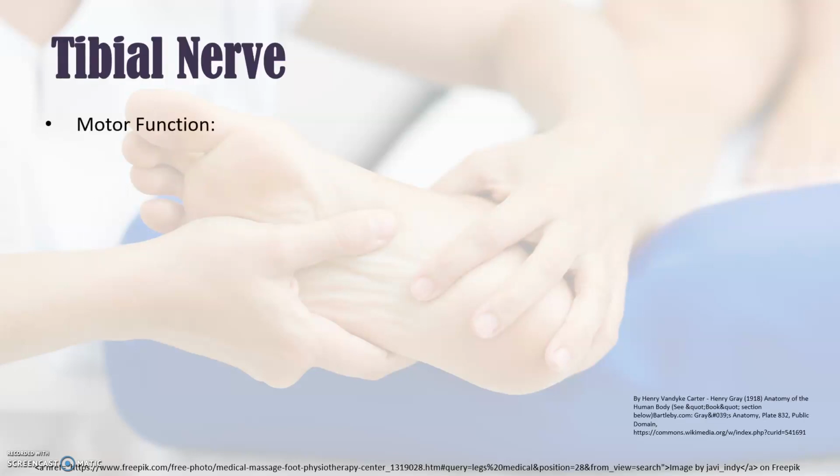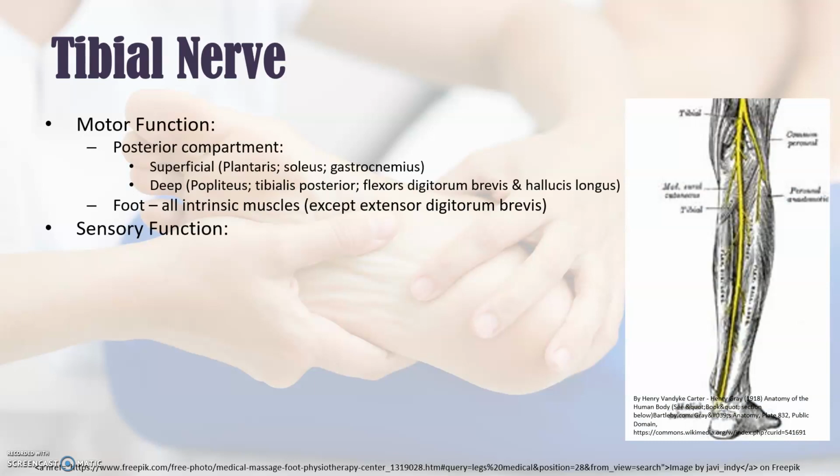So this is a tibial nerve. So the tibial nerve is the medial terminal branch of the sciatic nerve. It's in the popliteal fossa and then passes out of the popliteal fossa to lie between the superficial and deep layers of the flexor compartment. So it lies between soleus and gastrocnemius.